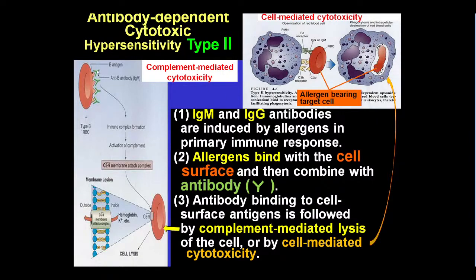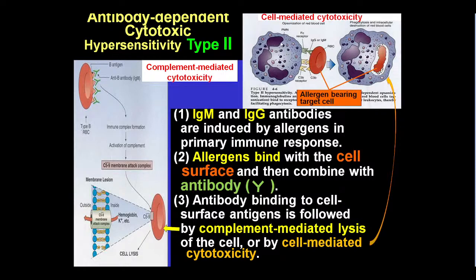You see these green antibodies in the left drawing when the red blood cell having allergens becomes coated by the immunoglobulin G or M antibodies. And this situation is drawn in the right drawing also, when immunoglobulin G also binds to the surface of a red blood cell containing allergen. The third, antibody binding to cell surface antigen is followed by complement-mediated lysis, shown on the left, or cell-mediated cytotoxicity, shown in the right part of the slide. It means complement-mediated cytotoxicity is a reaction of activation of complement system on the surface of the target cell.